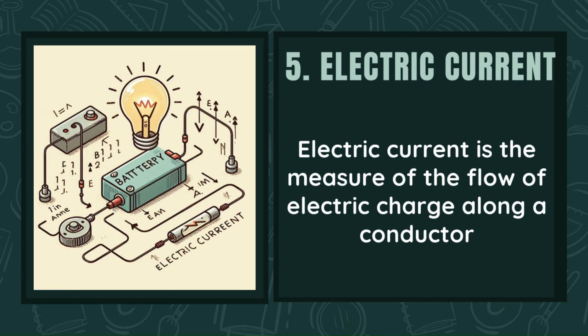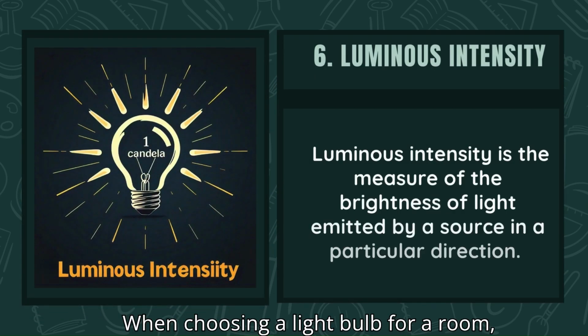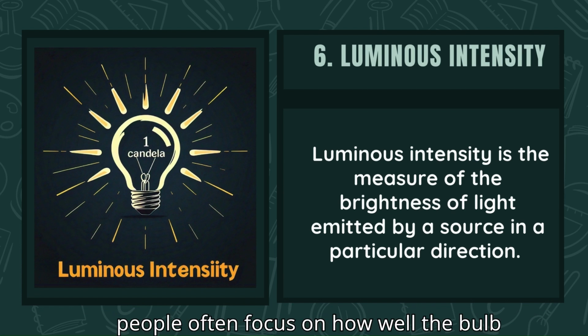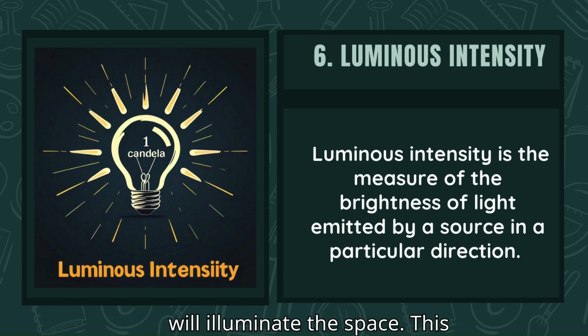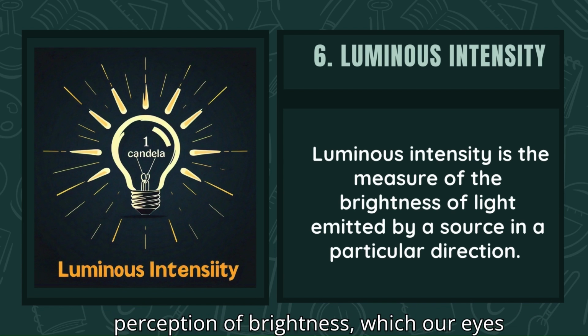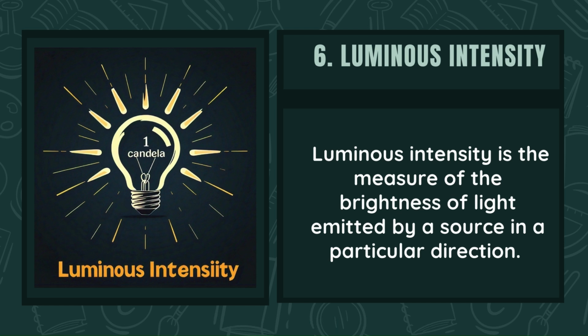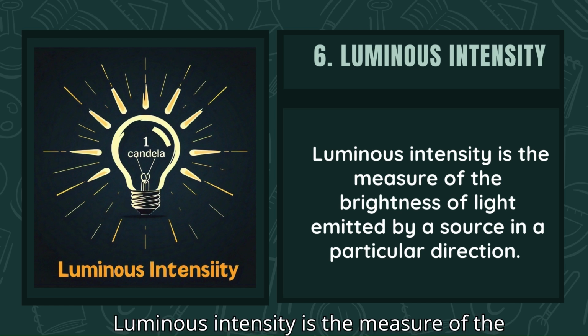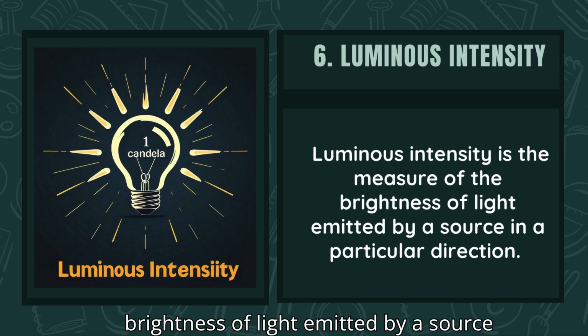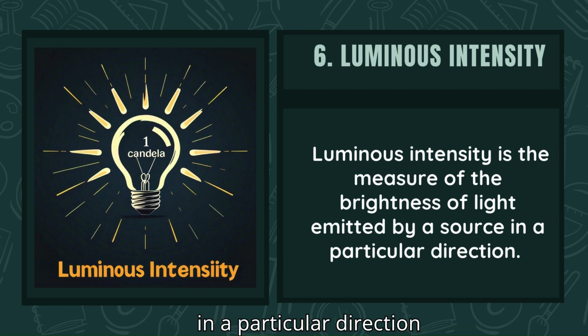televisions, and lights. When choosing a light bulb for a room, people often focus on how well the bulb will illuminate the space. This perception of brightness, which our eyes dictate, is influenced by a phenomenon called luminous intensity. Luminous intensity is the measure of the brightness of light emitted by a source in a particular direction.